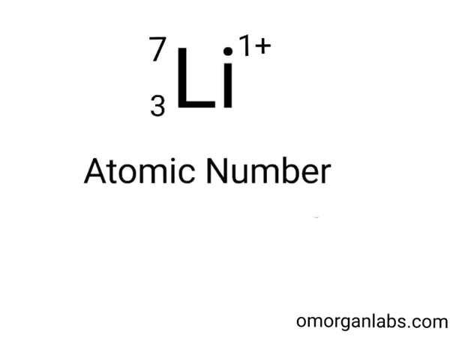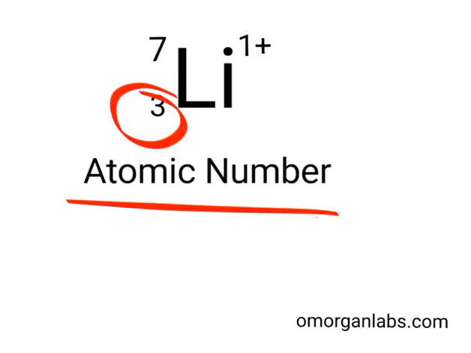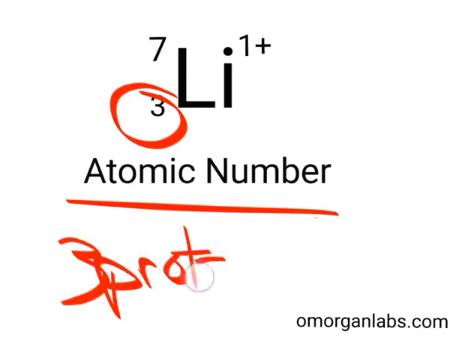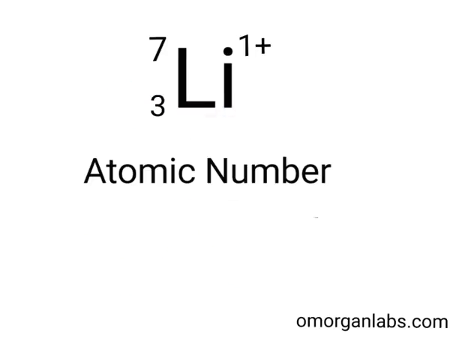So the first thing, atomic number, that's going to be the number of protons. It's going to be on your bottom left-hand side. This basically is your address of the element. If you have 3 protons, you have lithium. If there are any other numbers for protons, you have a different element. It has to be 3 protons.